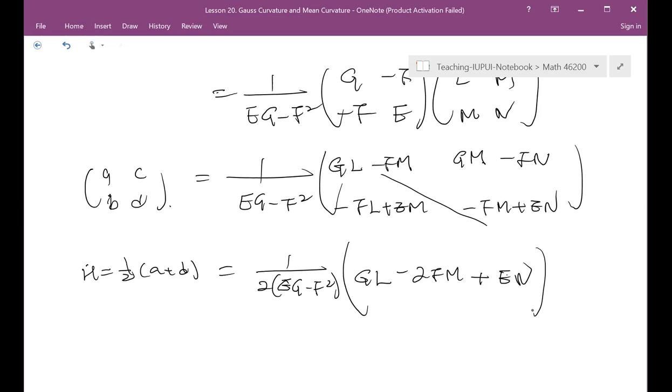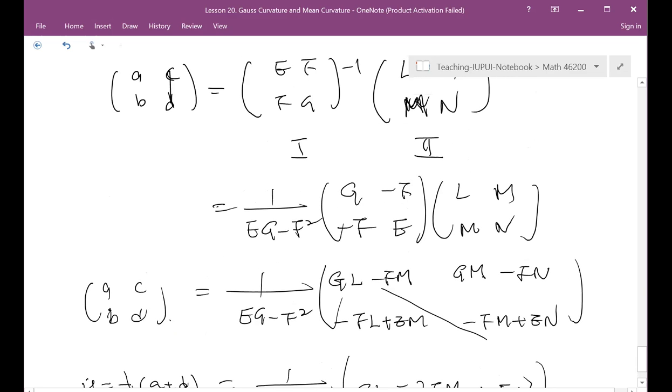If it's hard to memorize the formula, you just memorize this one. This is much easier because the matrix is determined by this.